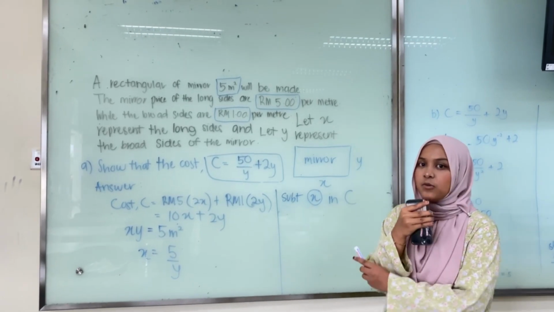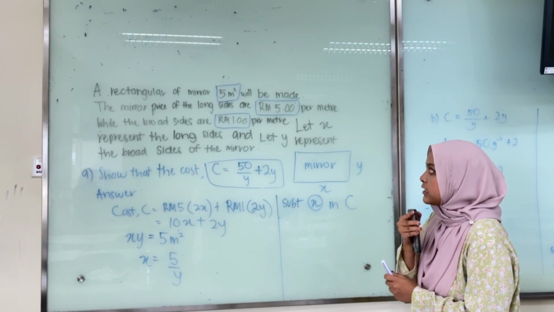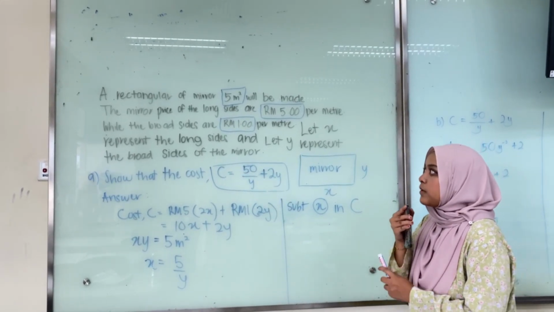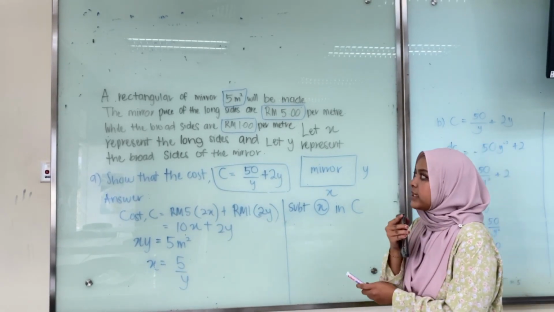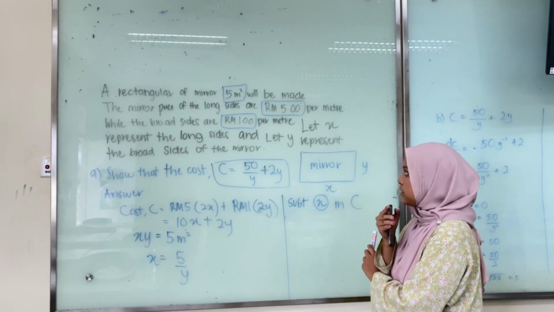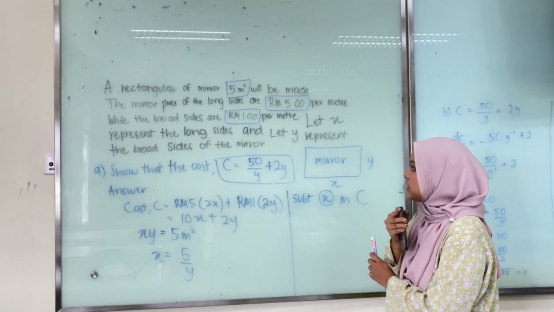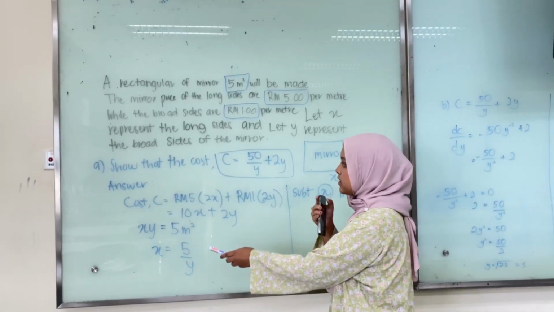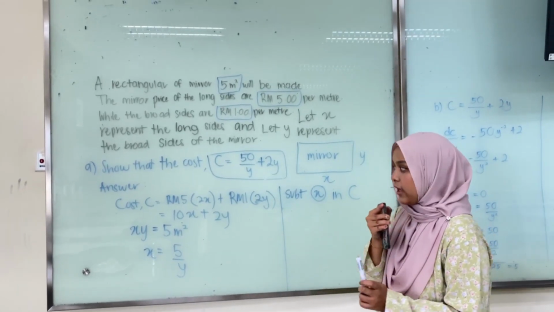So, this is our case study. The question is, a rectangular mirror of 5 meters square will be made. The price of the long side is 5 ringgit per meter, while the broad side is 1 ringgit per meter. Let X represent the long side and let Y represent the broad side of the mirror. Question 1 is, show that the cost is C equals 50 over Y plus 2Y.